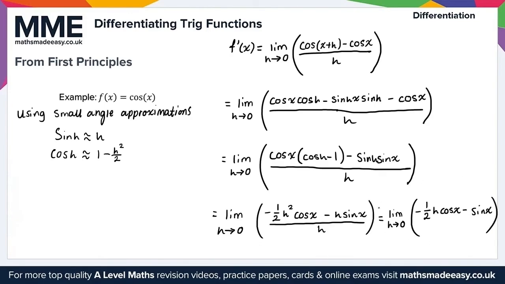So that's pretty much where we're up to now. All we simply need to do is evaluate this limit as h tends to 0. As h tends to 0, in this part, minus a half h cos x, this part will tend to 0. So all that leaves us with is minus sine x, and that's exactly what we wanted to show. So that gives us f prime of x. If we start with f of x equals cos x, using first principles, we can show clearly that f prime of x is equal to minus sine of x. And that concludes this Maths Made Easy video on differentiating trig functions.